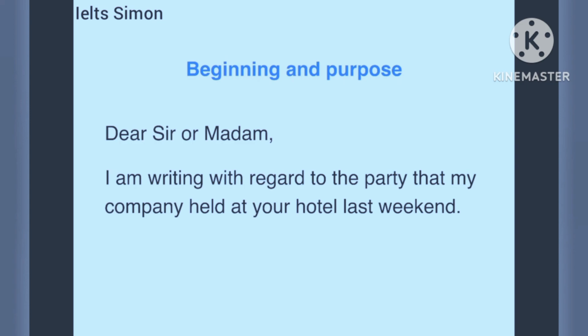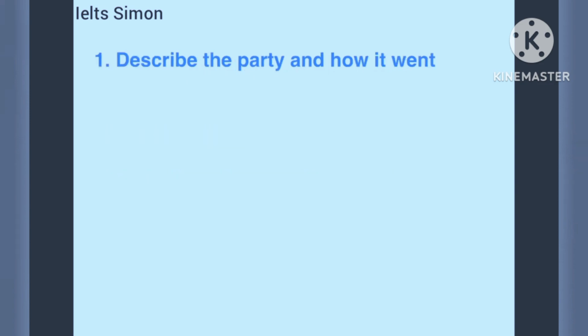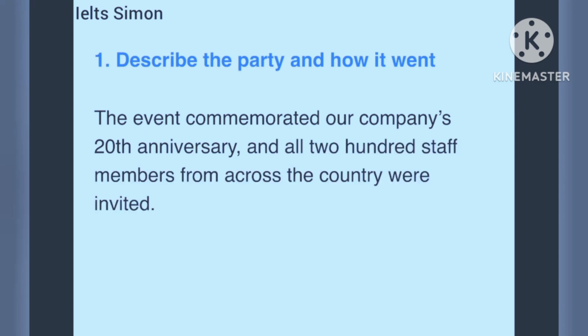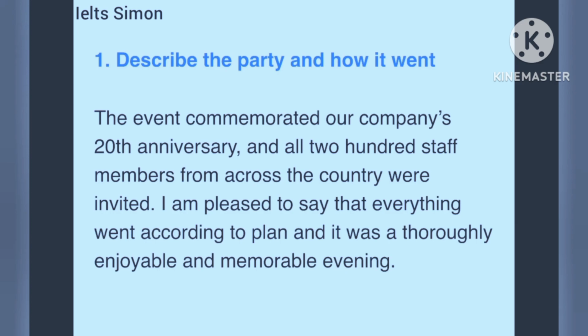After the beginning and purpose, we go on to the 3 points on the task card, and we'll do a paragraph for each. The first point was describe the party and how it went. Here's what I'm going to write. The event commemorated our company's 20th anniversary, and all 200 staff members from across the country were invited. I am pleased to say that everything went according to plan, and it was a thoroughly enjoyable and memorable evening.